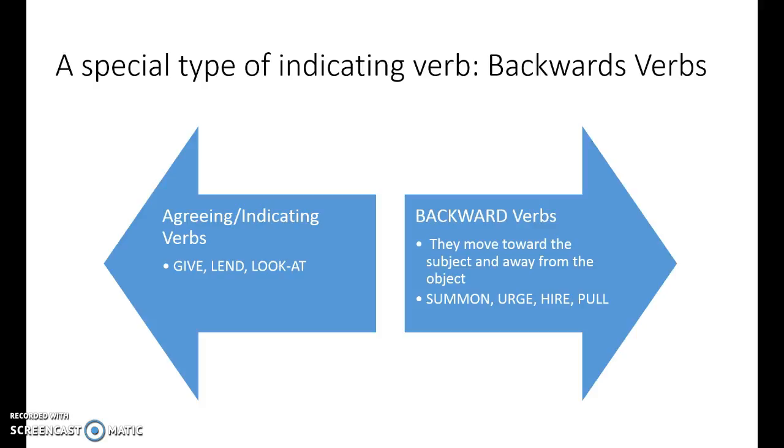But backward verbs are different. They move from the object to the subject. So if I summon you, then I start with my hand farther out and pull it back to me. So it's moving from you, the one being summoned, to me, the one doing the summoning. I summon you. Or if I hire you, then it moves from you to me. If you hire me, then my hand moves from me to you. So be aware that certain verbs, these backward verbs, don't move in the way you'd expect, but they're still agreeing or indicating verbs because they still show who does what to whom. And as such, they can still be modified to show aspect, to show repeated motion, or to show continual motion.